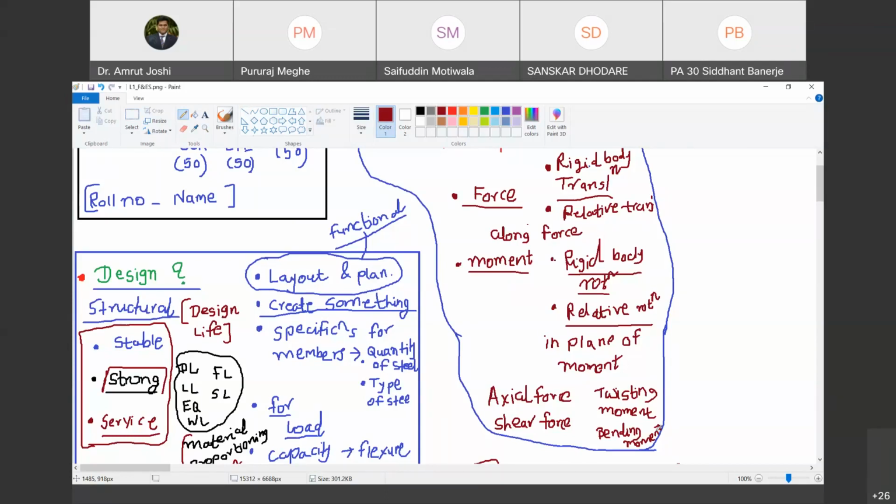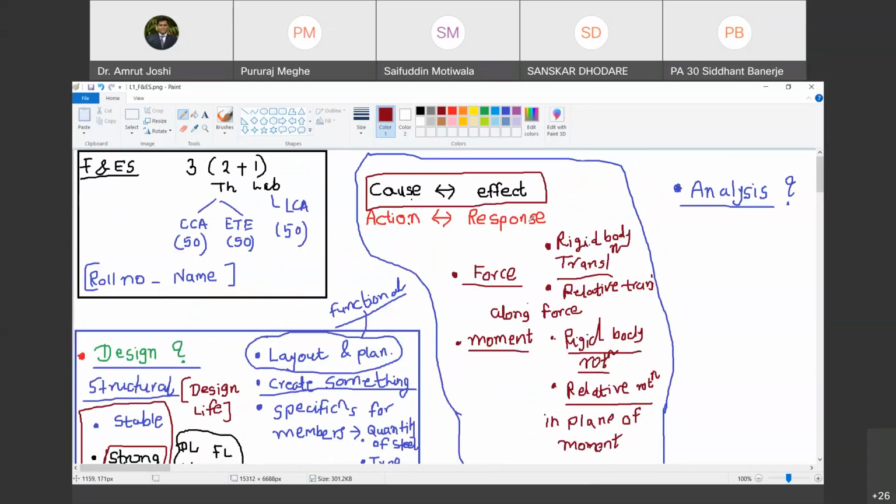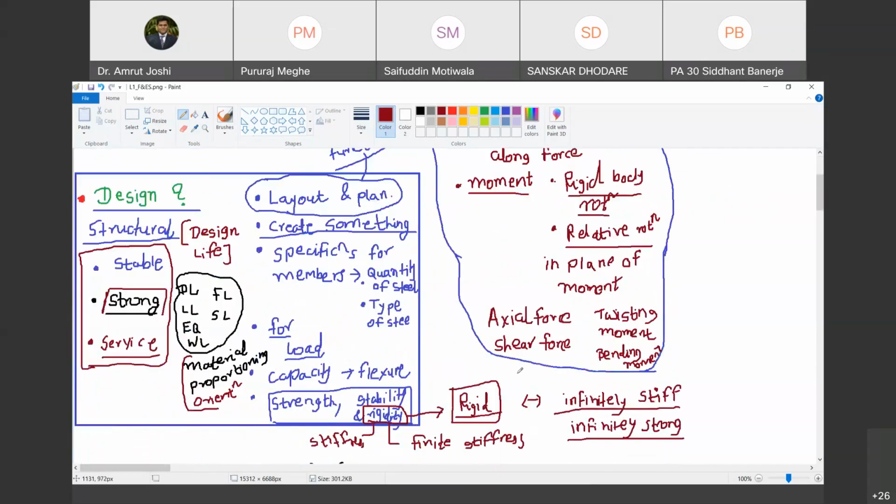Now having said that, we need to understand how axial force and shear force are different from a force, and how twisting moment and bending moment are different from a moment, and what the corresponding responses or effects are. That is what we are going to do in the next class. We are going to understand cause and effect: cause axial force, shear force, and their effect; then cause twisting moment, bending moment, and their effect. So we are going to define all these four actions in the next class and their effects. Are you with me?